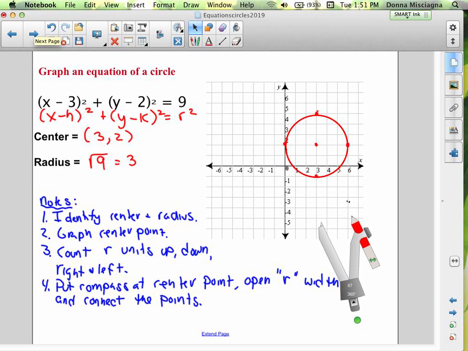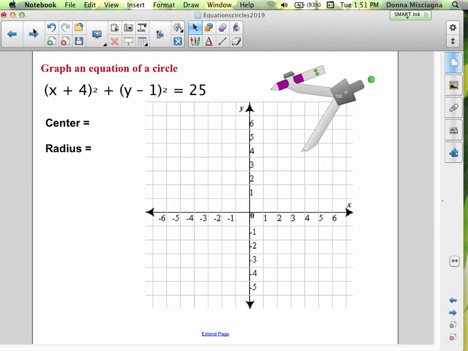All right, that's all there is to it. So you identify your center, you count in four directions the radius, and then you put the compass on the center, and you open it a radius width, and you draw your circle. All right, so now let's try this one.